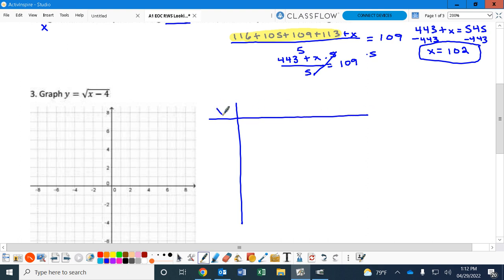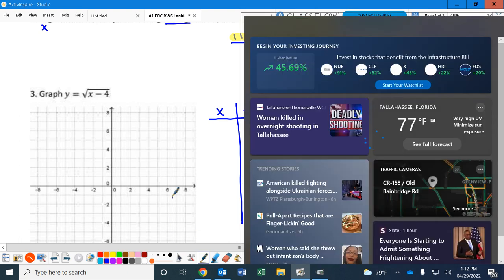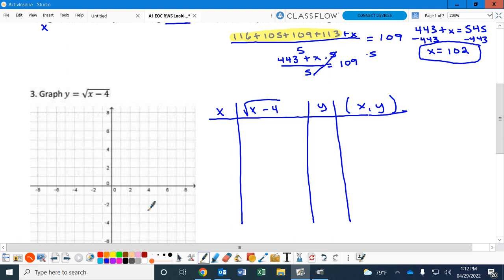Okay, that means you're going to put the x's here. You're going to plug in here in the middle. That's going to give you the square root of x minus 4, with a radical sign over the top of it. It's going to give you your y's, and then you're going to have your ordered pairs over here, x comma y. Take a minute, set that up. Now don't fill in numbers yet. I'm going to talk about the numbers and why you can't just put random numbers in this.